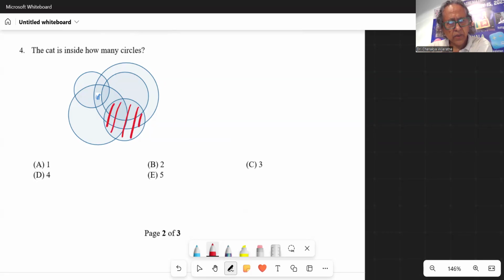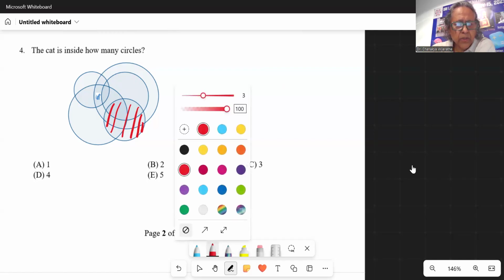Like this way. And you can see that that circle doesn't contain the cat. The cat is not inside this circle because if it was, then it would have been painted in red. So he's not there. So we can color this circle, which is this one. And you can see that the cat is not inside that one either.